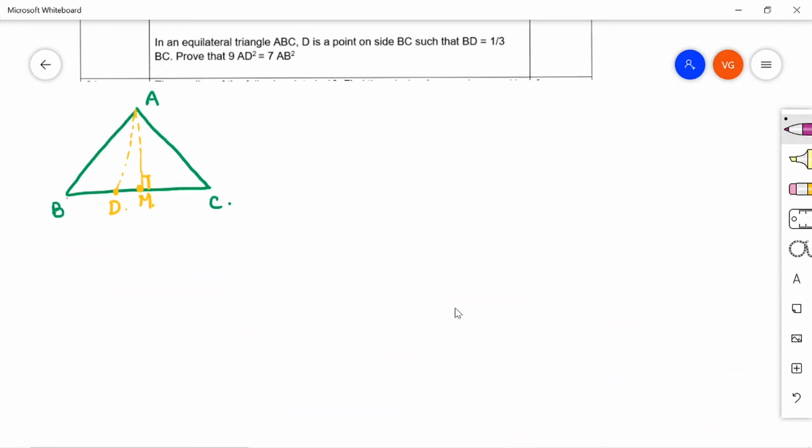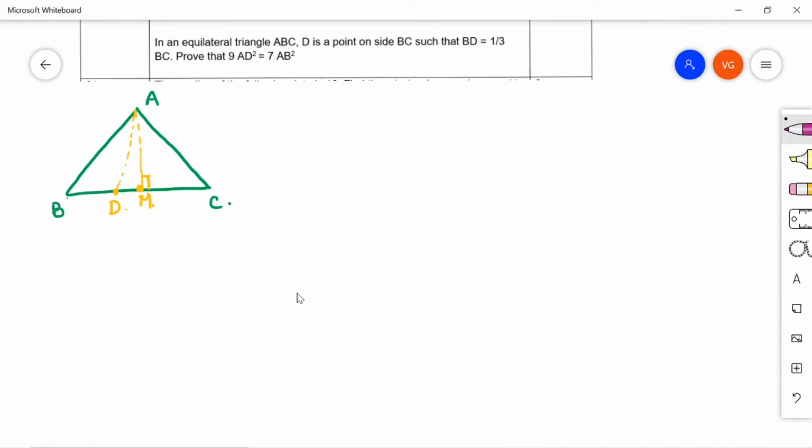The other question, question number 30, is given like this. In an equilateral triangle ABC, D is a point on side BC such that BD is equal to 1 by 3 times BC. Prove that 9AD square is equal to 7AB square. So in this question there is nothing much logic required, but a lengthy calculation is there.